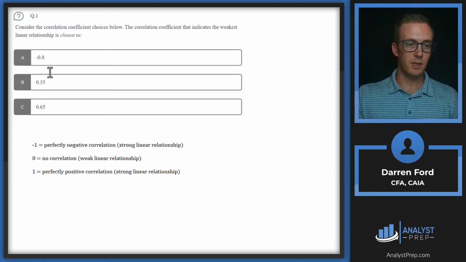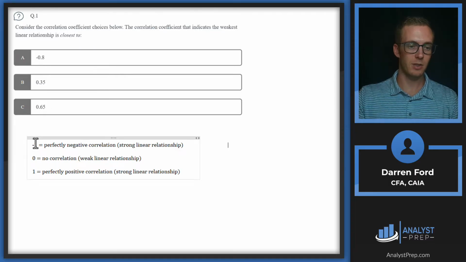And so we're tempted to just choose minus 0.8 here, I think, because it's the lowest number. We think, oh, lowest correlation. But as you get close to that -1, it's still going to be a strong linear relationship. The variables just move in opposite directions. So we're going to want to choose the answer closest to 0, so we will go with B, 0.35.